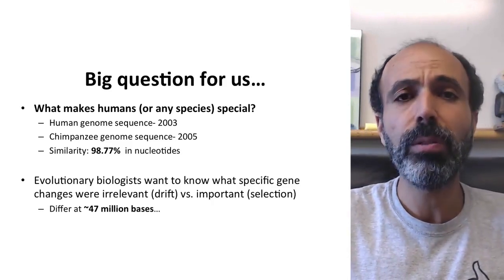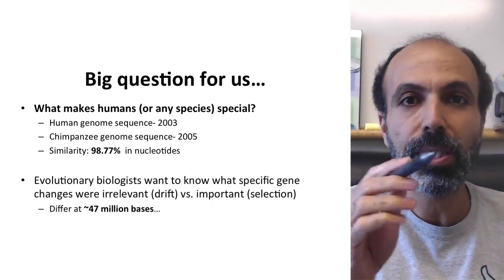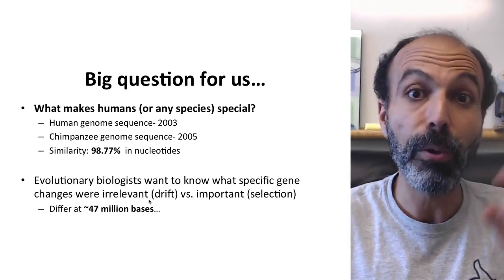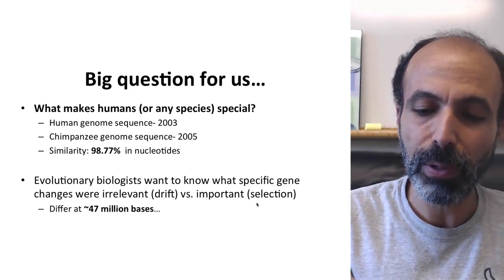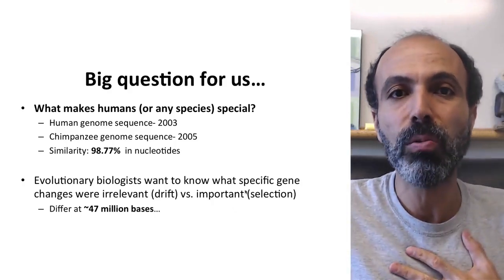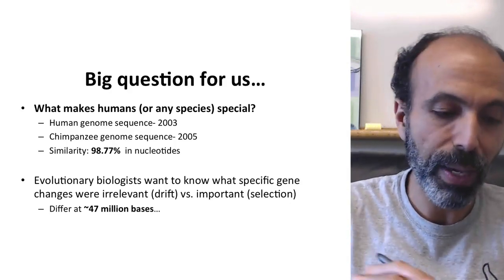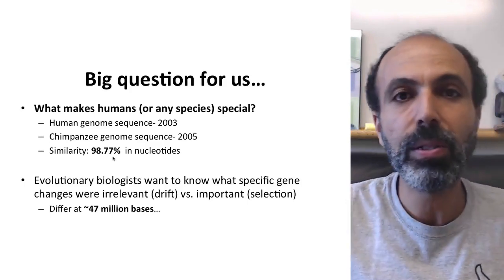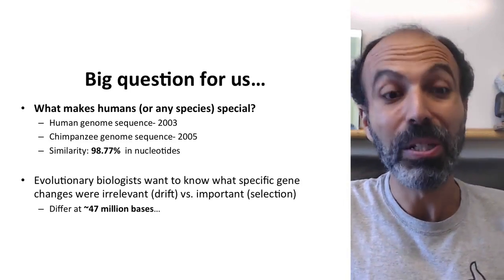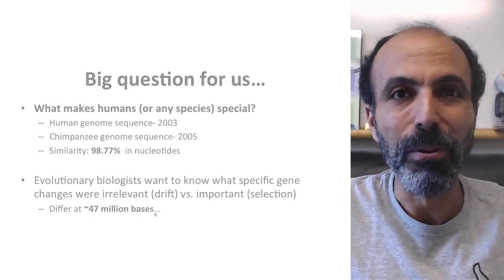Now, what evolutionary biologists want to do is to look at specific genes and say, for this particular gene, it seems like it was primarily evolving by genetic drift, and therefore those changes are, in terms of fitness, irrelevant, and others seem to evolve primarily by natural selection, and thus may be important. Those important ones may be contributing to what makes us particularly unique, and different from our common ancestor with chimpanzees. Now, 98.7% nucleotide similarity sounds like we're very similar. However, given our genome size is about 3.1 billion bases, we're actually different at about 47 million nucleotide sites. So that's quite a few.